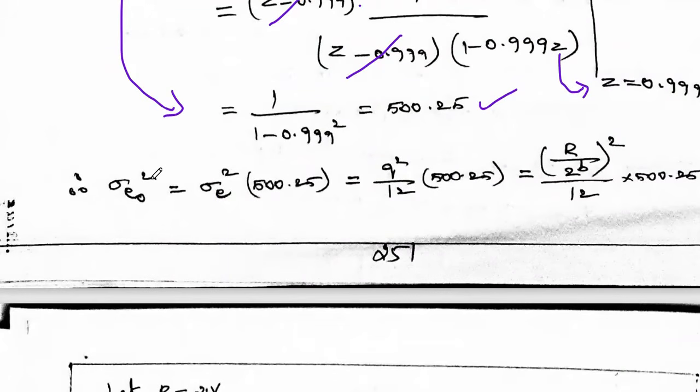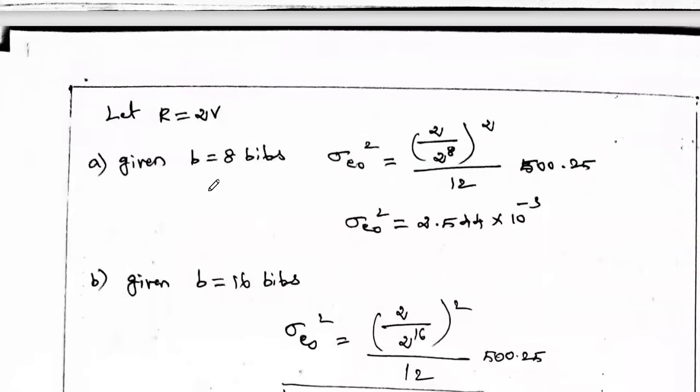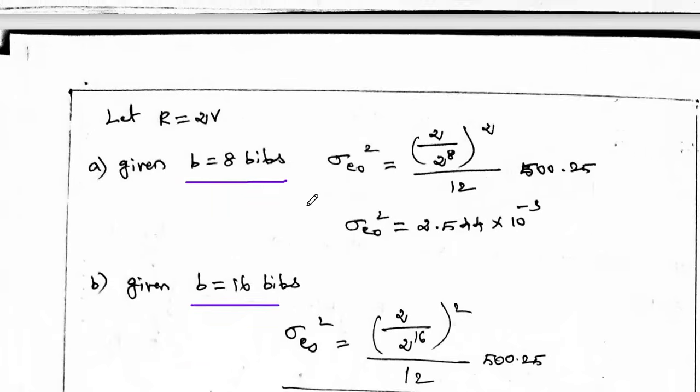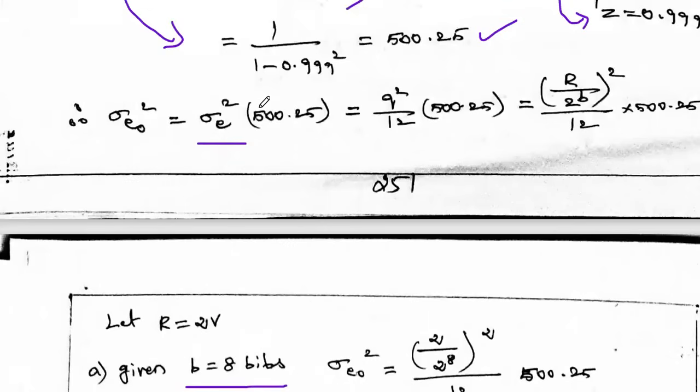So sigma E O squared is equal to sigma E squared into 500.25. In order to calculate this, we want the sigma E squared value. For two quantization noise levels, we have to calculate sigma E squared, under the cases where the number of bits used to make quantization is 8 bits and 16 bits.